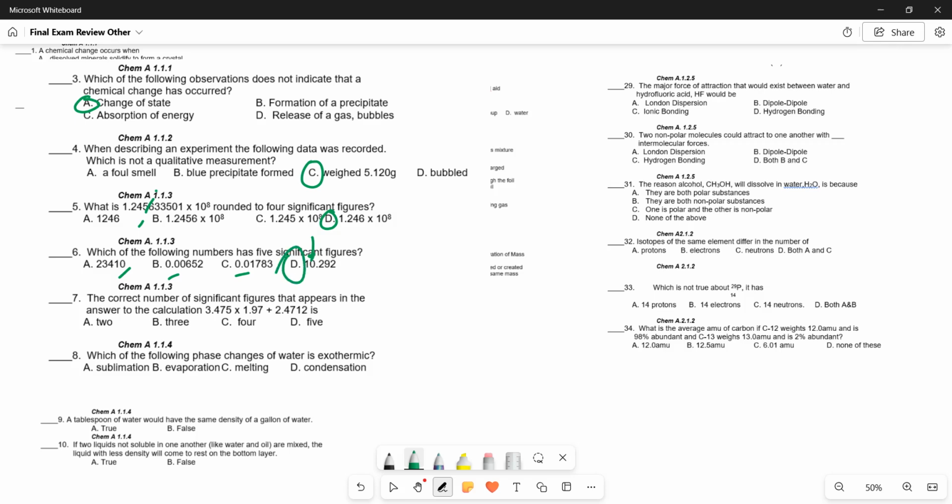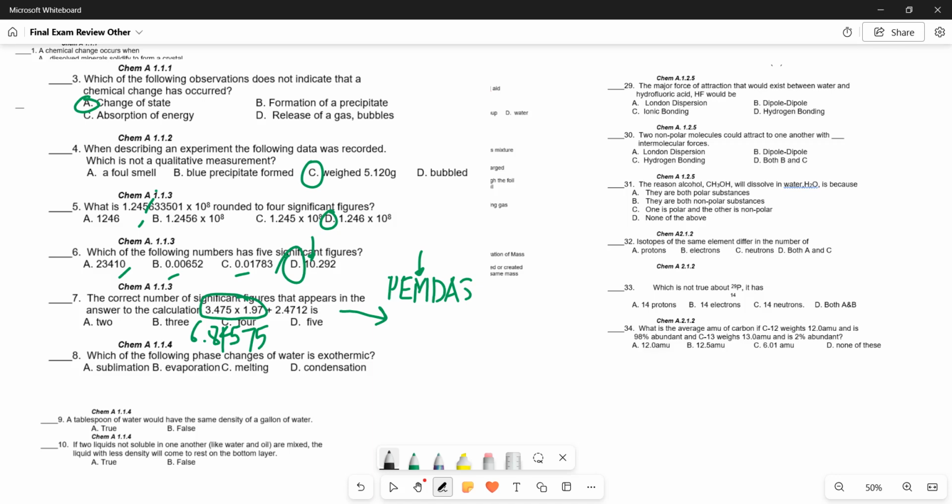7. Write the correct number of significant figures that appears in the answer to the calculation. So a lot of my students miss this question. You need to remember the order of operations. And when I was in algebra, it was called PEMDAS. So that means parentheses, exponents, multiplication, division, addition, subtraction. So we're going to take care of multiplication first. So we're going to multiply these two numbers. When I do that, my calculator gives me an answer of 6.84575.